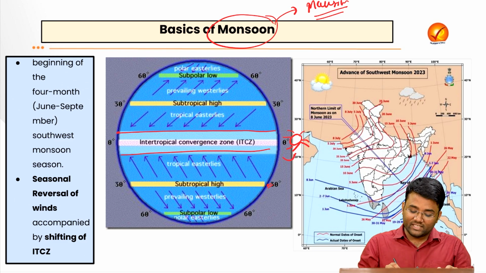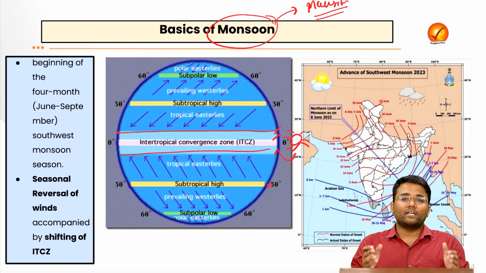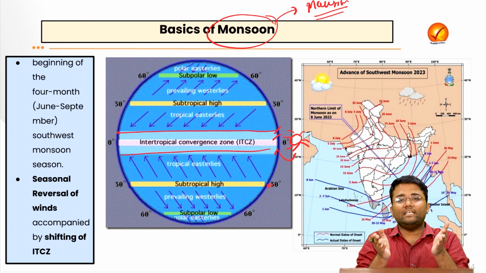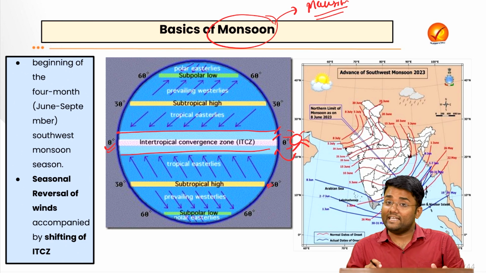So because of this convergence of easterlies near the equator, because of the apparent low pressure created by too much heat supplied by the sun, this zone is called the convergence zone of easterlies. The easterly winds are converging here. This is called the intertropical convergence zone or ITCZ.